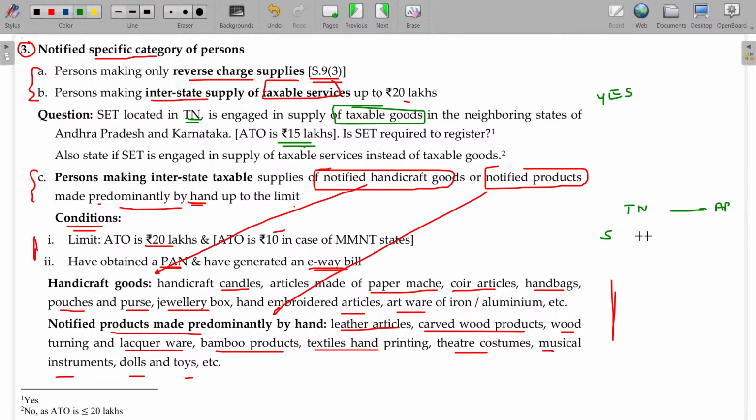If it were services, 10 lakhs and 20 lakhs, not required. In case of notified goods, 10 lakhs or 20 lakhs, not required. But in case of other than these goods, this is not considered. Of course, you have to register, it is mandatory. The limit will not be considered. Is that clear? Is Set required to register? Yes.